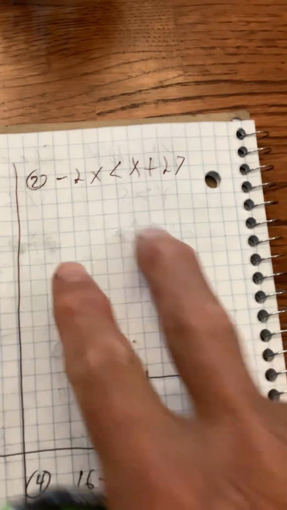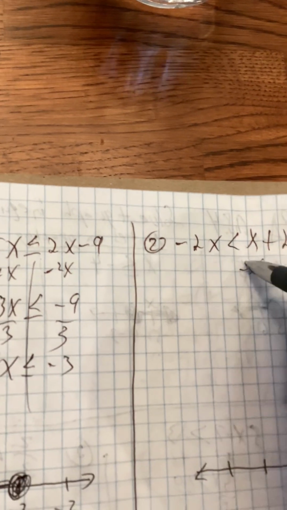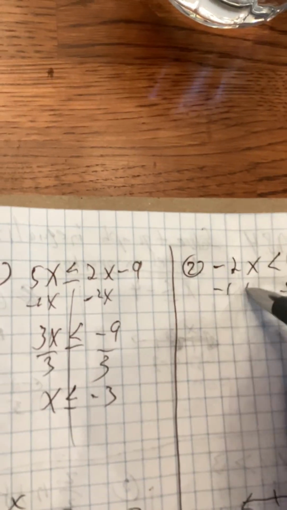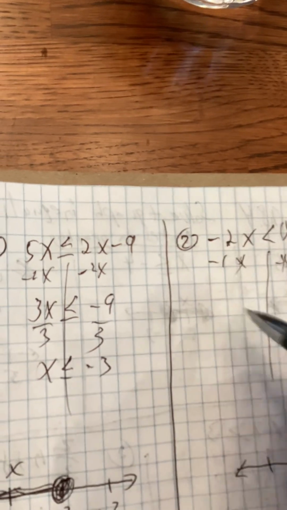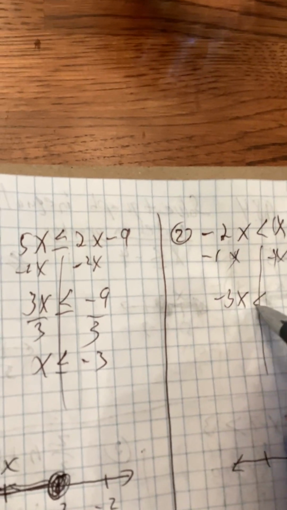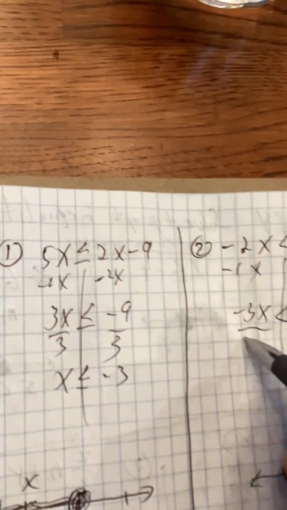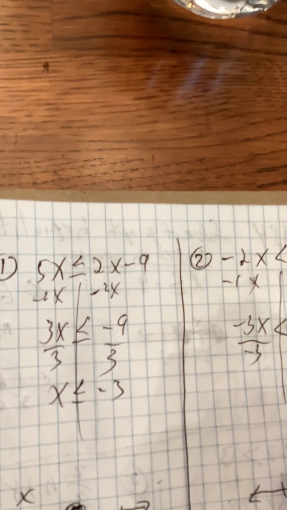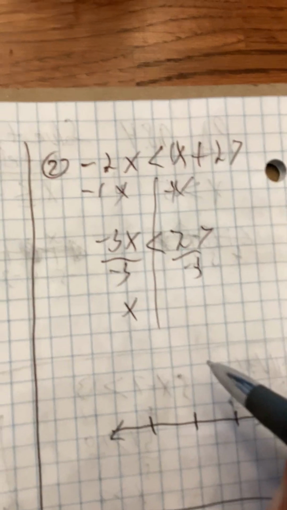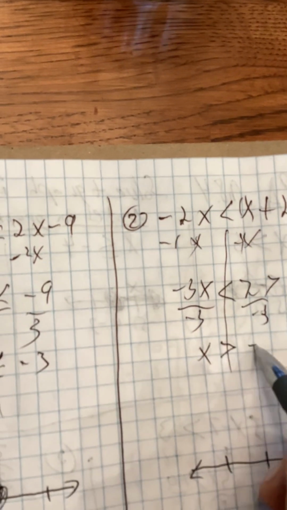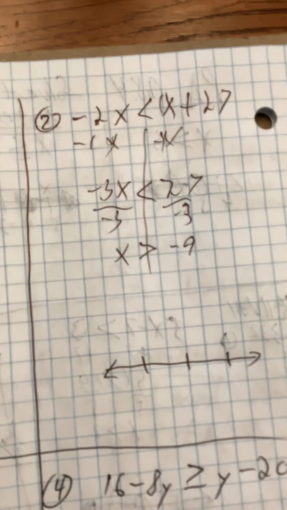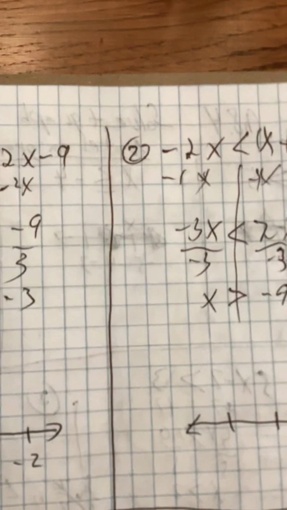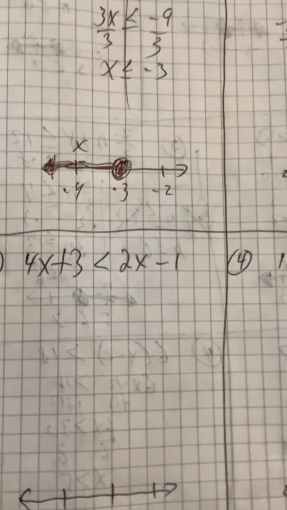Okay, so here I got variables on both sides, constant on the right. So I'm just going to subtract x. I'll put a 1 there. Subtract 1x. Draw my line. So negative 3x is less than 27. Divide by negative 3. Now what happens when you multiply or divide by a negative? Yep, the arrow flips. So you get x is greater than negative 9. I guess I won't bother graphing it. Didn't have to.